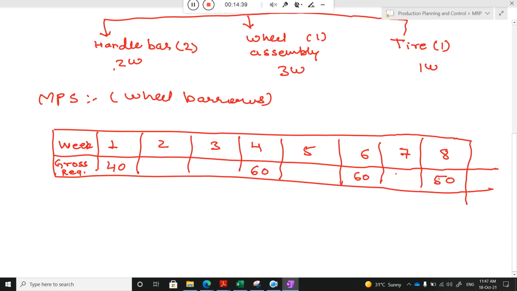When you make this particular table, with respect to time, you get the gross requirement of the final product. I am talking about the final product. That is nothing but the master production schedule. And how do you find this requirement? You draw this MPS on the basis of the customer requirement, and you get that customer requirement on the basis of, you can say, forecasting, right? So is there any doubt regarding the master production schedule, class? Is there any doubt? Class, how to draw the master production schedule?